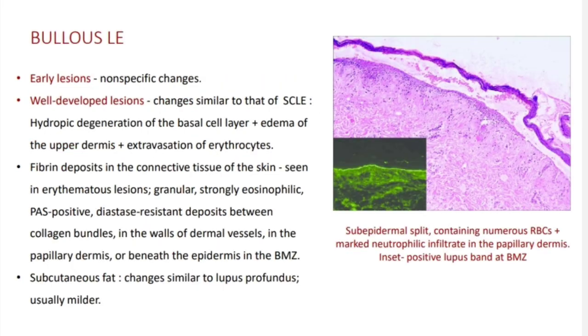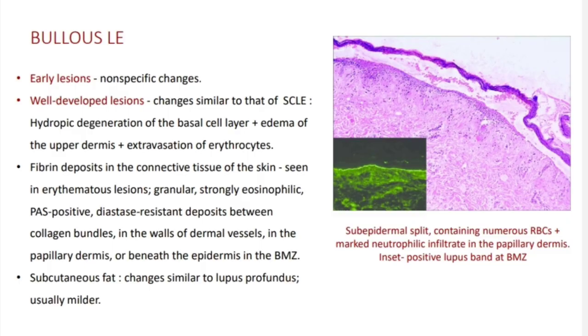Bullous lupus erythematosus. The early lesions show non-specific changes and well-developed lesions show changes similar to that of subacute cutaneous LE. That is hydropic degeneration of the basal cell layer, edema of the upper dermis and extravasation of erythrocytes. There may be fibrin deposits in the connective tissue of the skin, which is seen in erythematous lesions clinically. They are granular, strongly eosinophilic, PAS positive, diastase resistant deposits which are seen between collagen bundles in the walls of dermal vessels, in the papillary dermis or beneath the epidermis in the basement membrane zone.